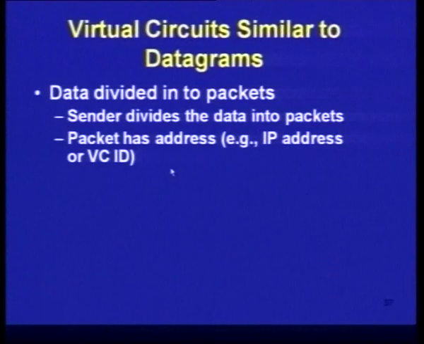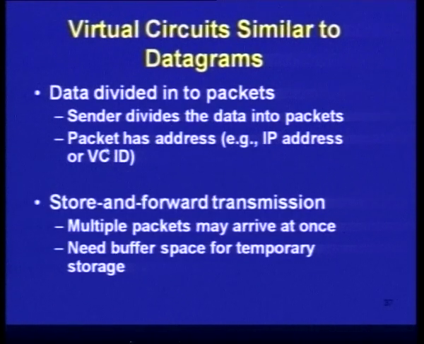Now we can see that virtual circuits are similar to datagrams in certain respects and different from datagrams in certain others. Let us look at the similarity first. As in the case of datagrams, data is divided into packets. The sender divides the data into packets and the packet has an address. In packet switching it will have a complete address, whereas here you have something called a VC ID which is used to uniquely identify that particular packet.